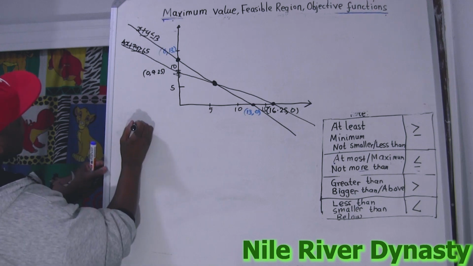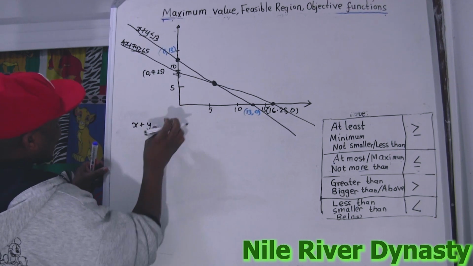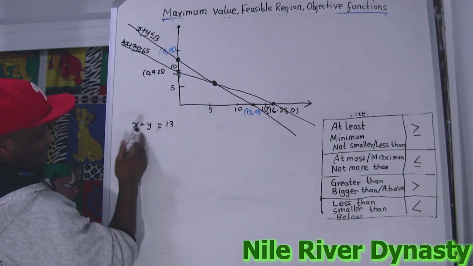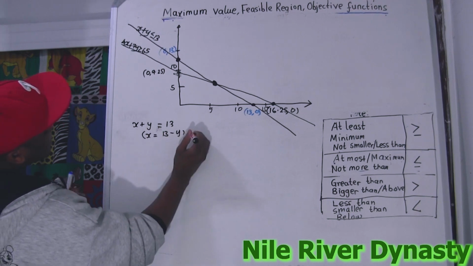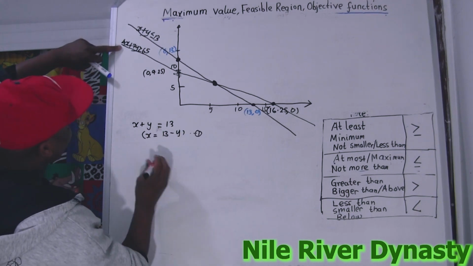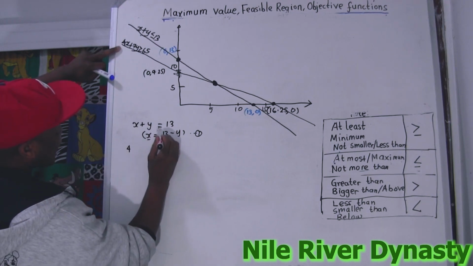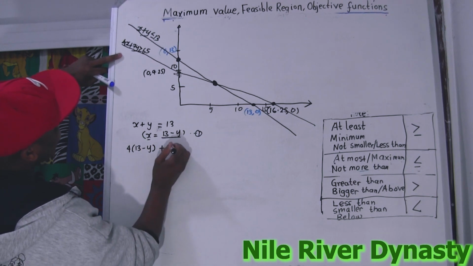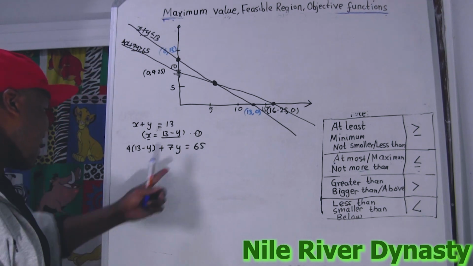Okay, so our equation is x plus y less or equal to 13. Don't worry about less or equal, you can just say equal for now because we want to get a point of intersection. Then I can make x the subject, say x equals 13 minus y. After that, I'll substitute this in the second one. So instead of x, I'm going to put 13 minus y: 4 times (13 minus y) plus 7y equals 65. Never mind about the inequality because we want to get a value of x, y.